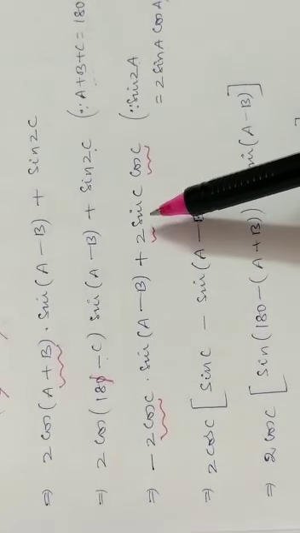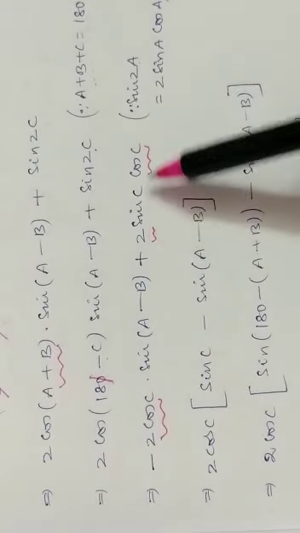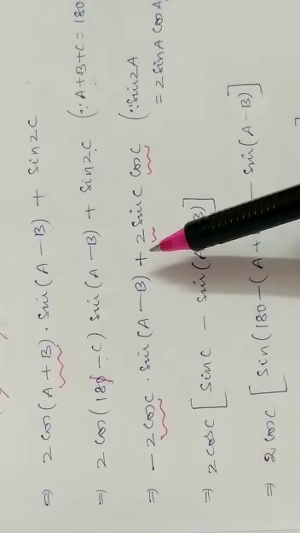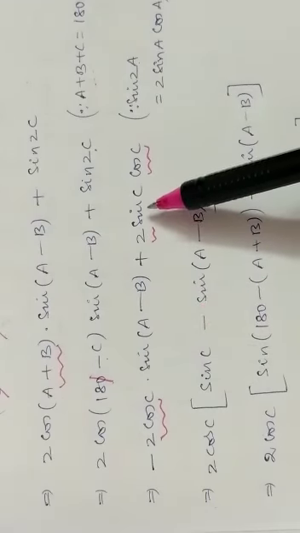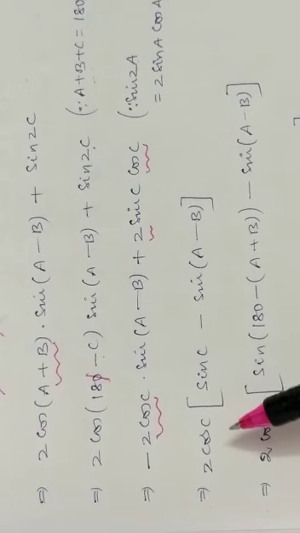So, I am writing the remaining part after taking the common 2 cos c. So, 2 cos c common. One term is negative, the other is positive. I am writing the positive term first. So, what is the remaining here? Sin c is remaining after taking 2 cos c common.